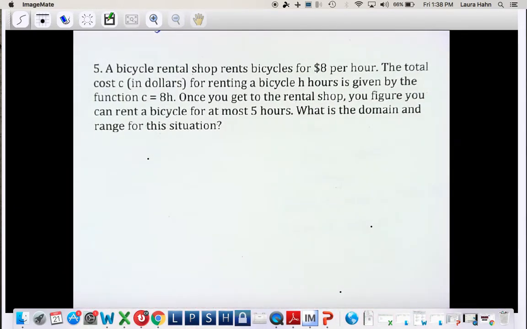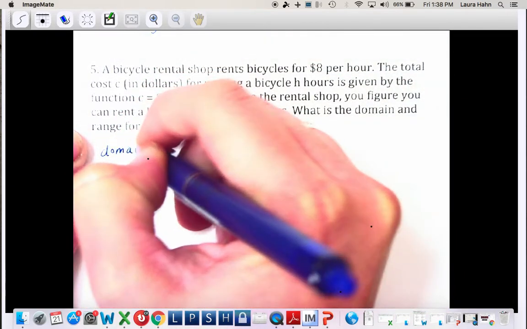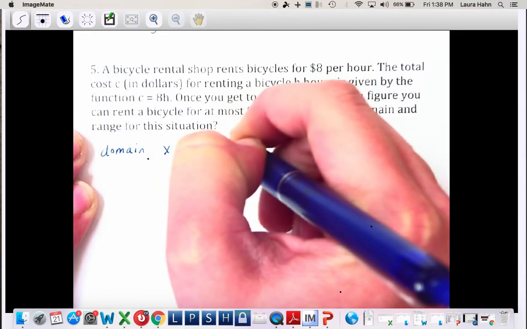Okay, so we're going to rent bikes for $8 an hour. The total cost C for renting is in H hours and given by the function C equals 8H. Once you get to the rental shop, you figure you can rent a bike for at most 5 hours. What is the domain and range for this situation? So domain is usually X, but instead of X, they use an H, and it's going to stand for hours.